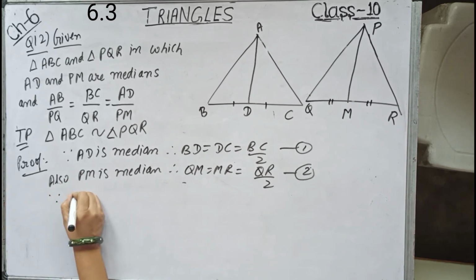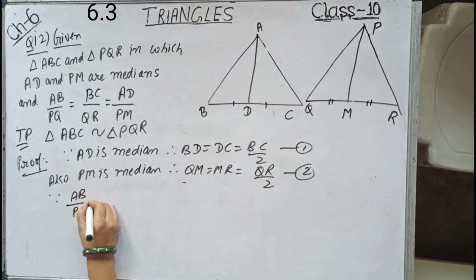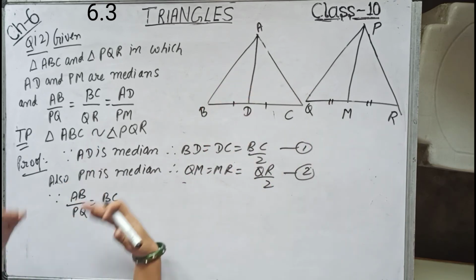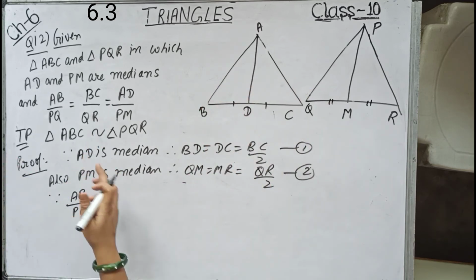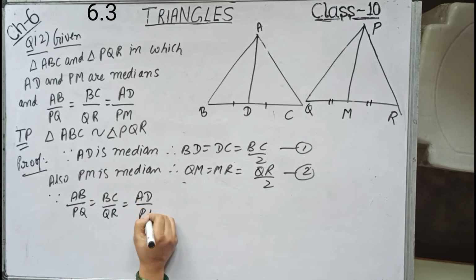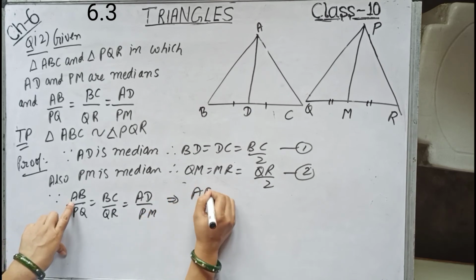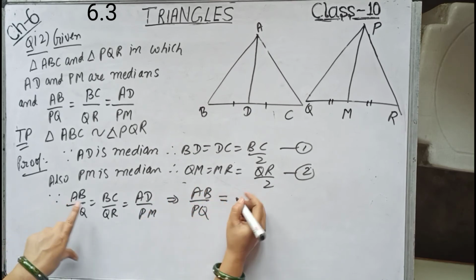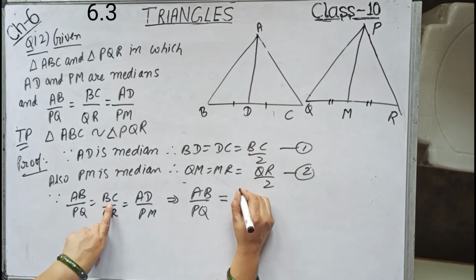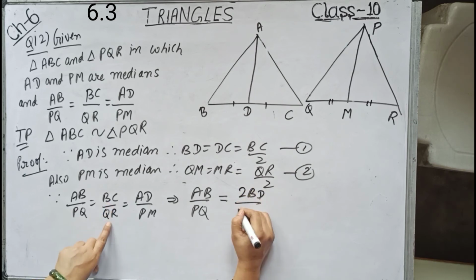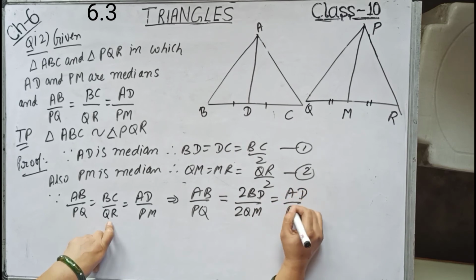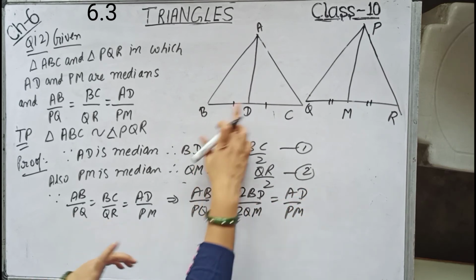Since AB by PQ equals BC by QR equals AD by PM. Our target is to first prove these two triangles are similar, but we will go from known to unknown, not from unknown to known. So BC by QR equals AD by PM. This implies AB by PQ is a part, we will not change, but BC and QR are not part, so we will be changing them. So BC I can now write as twice BD, and QR we can write as twice QM equals AD by PM, and we will not change this because this also is a part of these two triangles.